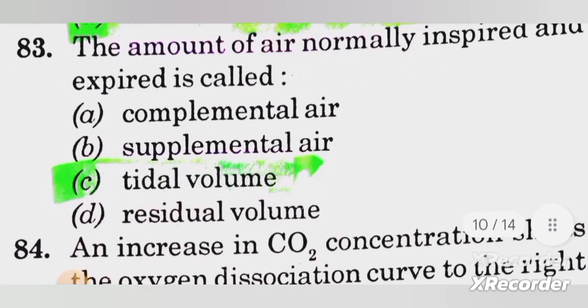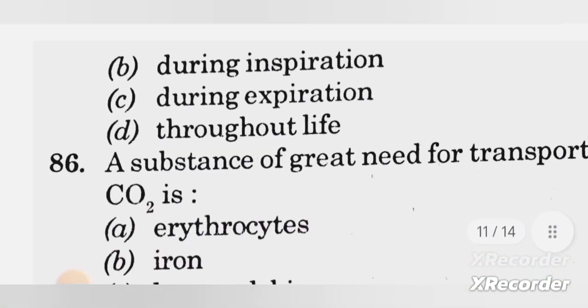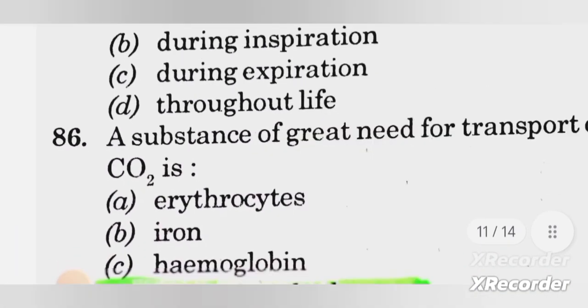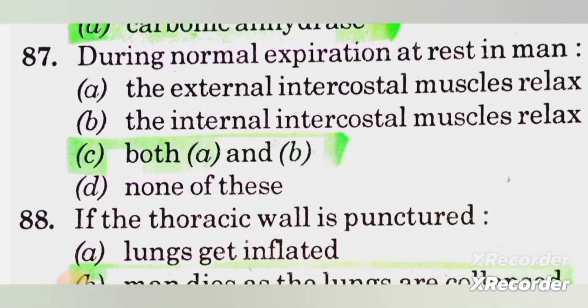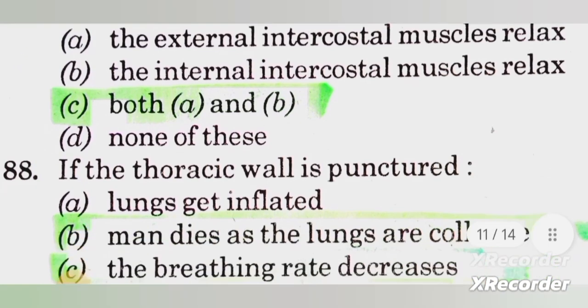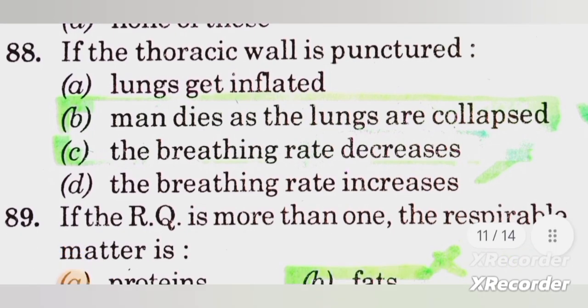Next, 86. A substance of great need for transport of CO2 is answer D, carbonic anhydrase. Next, 87. During normal expiration at rest in man, answer C, both A and B: the external intercostal muscles relax, the internal intercostal muscles relax. Next, 88. If the thoracic wall is punctured.